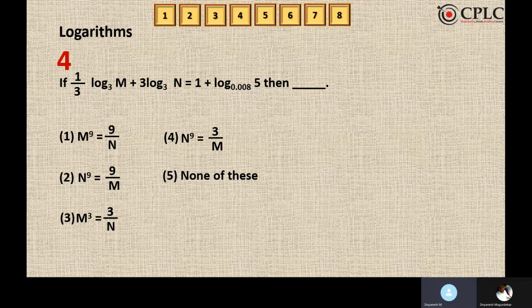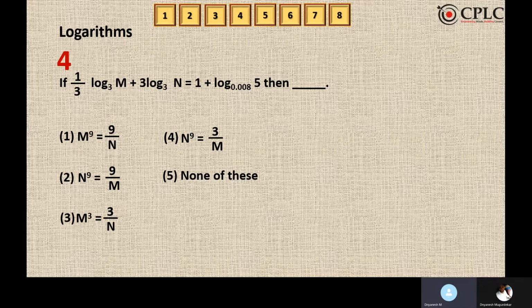And you'll understand that. So what we have: 1 by 3 log m to the base 3 plus 3 log n to the base 3 is equal to 1 plus log 5 to the base 0.008. Then which of the following expressions will be holding true? So we'll need to simplify this first.